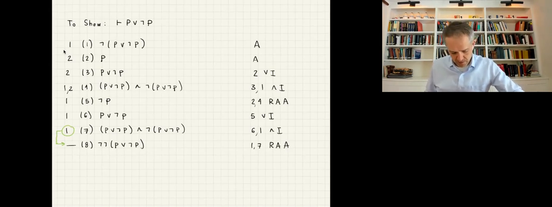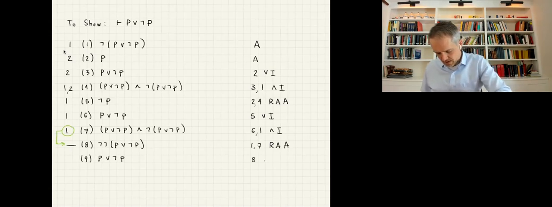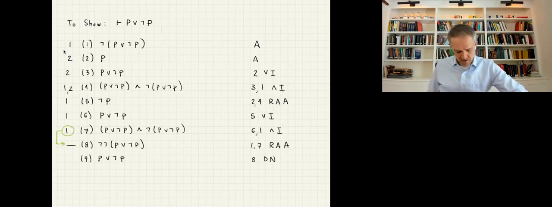Good, because now we're going to finish this proof. P or not P, 8 double negation. No dependencies. Okay, so therefore, P or not P is true no matter what. It follows from no premises at all. And this is the famous law of excluded middle that we've just proved.